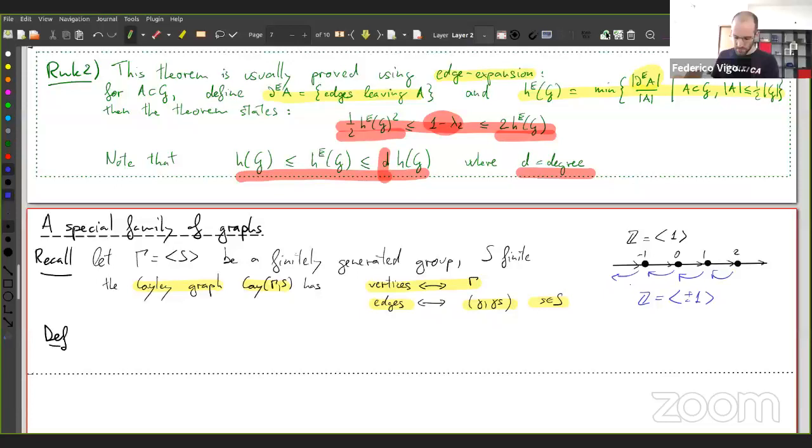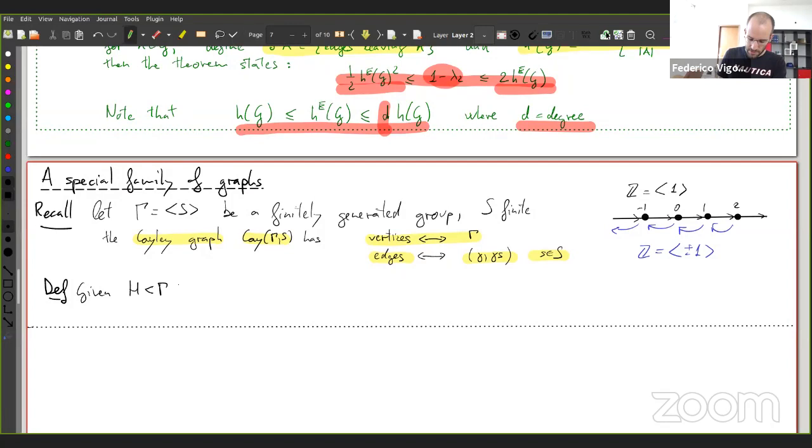But the graphs that we care about are, well, related, but slightly different. They are the Schreier coset graphs. So given a subgroup H of gamma, we define the Schreier coset graph, denoted Sch(gamma, H, S), and it has vertices in one-to-one correspondence with the right cosets of the subgroup.